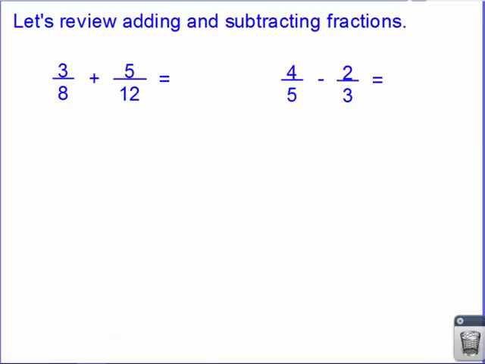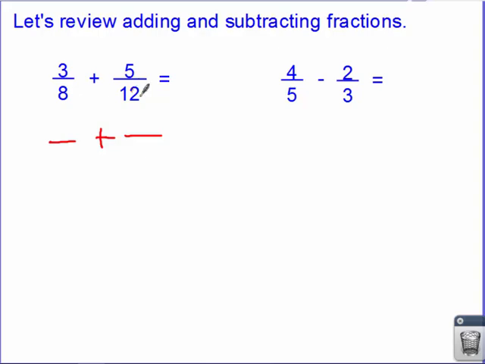Okay, so here are two questions. I want us to follow those procedures. Step number one, find a common denominator. So in this first one, we've got 3/8 plus 5/12. So what I like to do is rewrite the entire problem. I don't want to just scratch out and write new denominators and things of that nature.